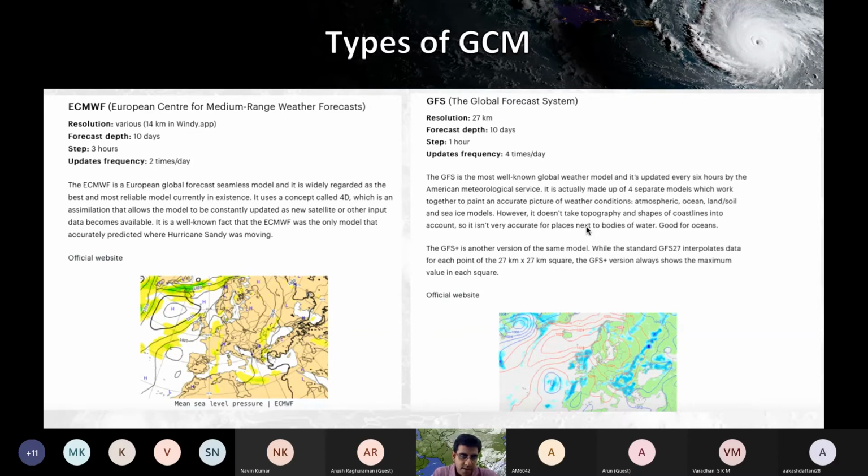I think Cyclone Vardah is the other example, which a lot of people from Chennai remember; ECMWF did a better job on that. So in terms of these cyclone predictions, ECMWF has a better metric. It is a better performing model, is what people believe. But coming to monsoon, all models are bad. IMD GFS is better. I can vouch for it because for the last 2 years during monsoon season I have been following IMD GFS outputs, and it has been performing much better than ECMWF and GFS.